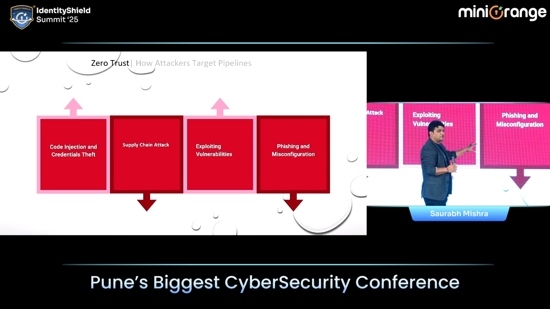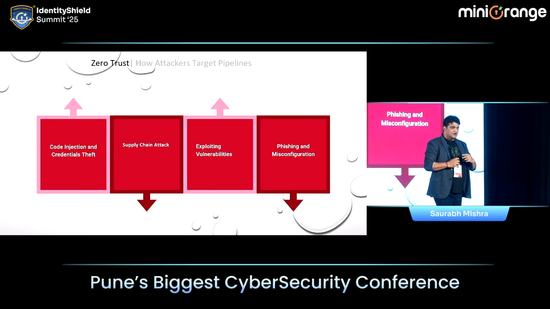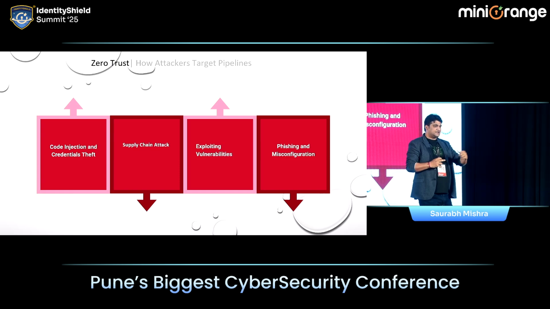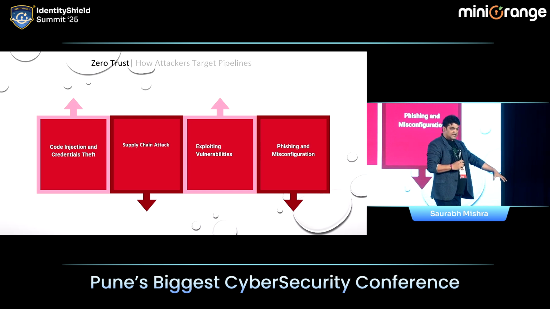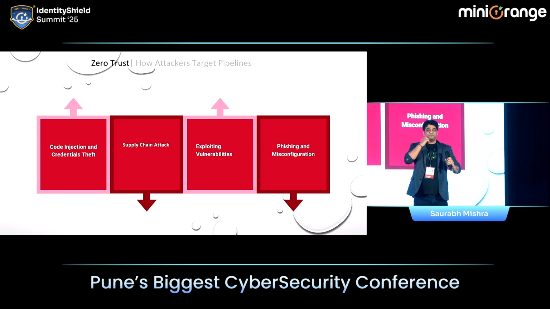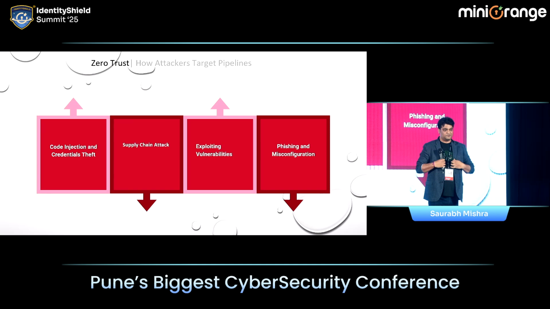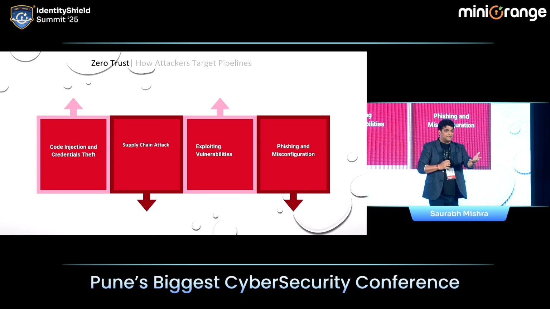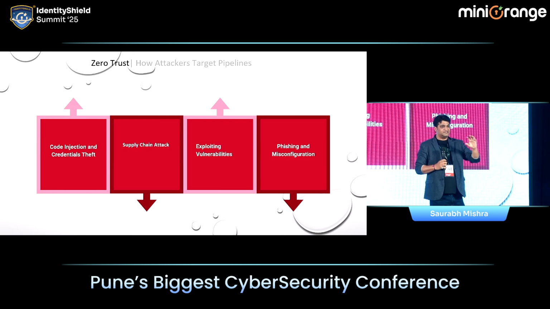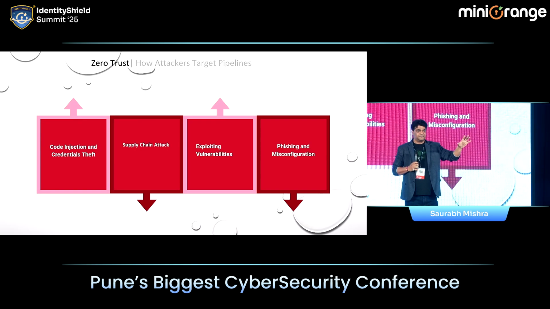Then phishing and misconfiguration. This is very easy to understand. If your configuration is not up to date, not up to standard, then an attacker can easily target your configuration. And phishing is like this: suppose I'm sitting in the office premises, using the office network. Do you think my office laptop, everything running on it and whatever files it contains, is totally safe?